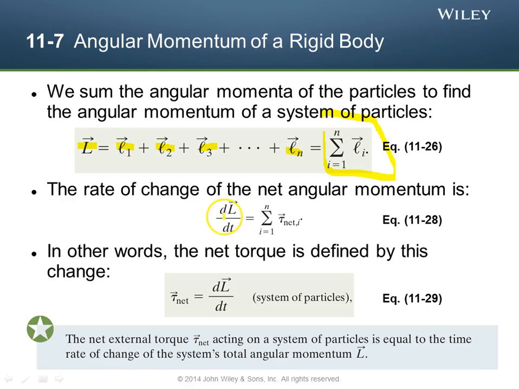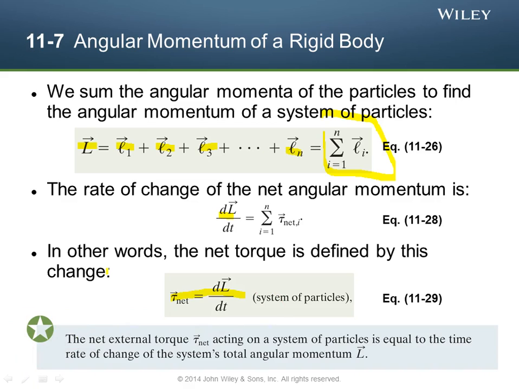And so the derivative of that with respect to time, or the rate of change of this net angular momentum, is going to be the net torque on the entire object. In other words, the net torque on the whole rigid body is going to equal the derivative of the total angular momentum.